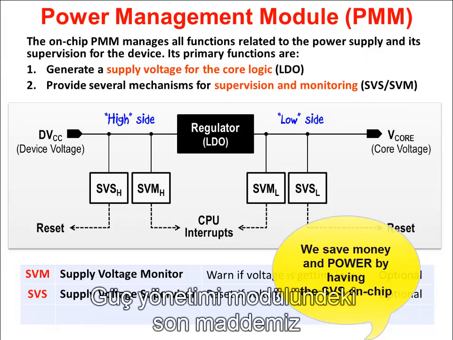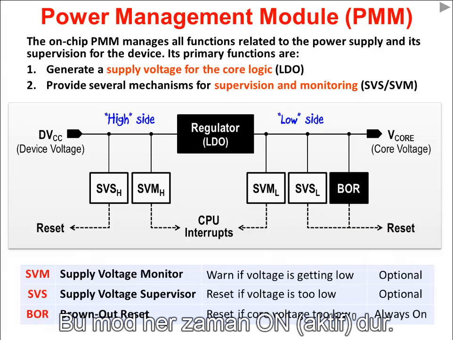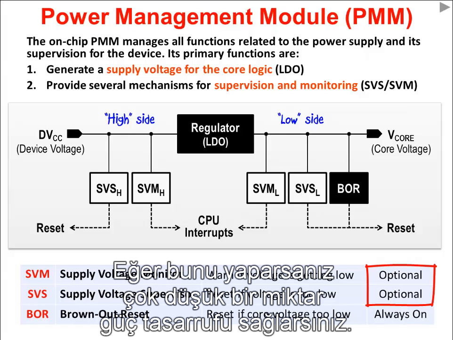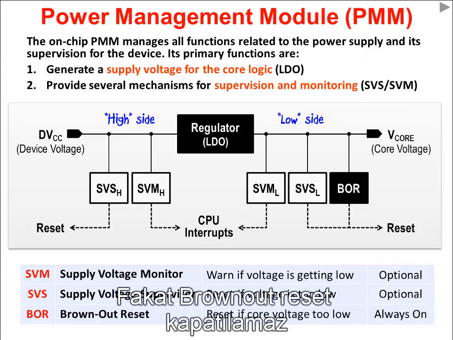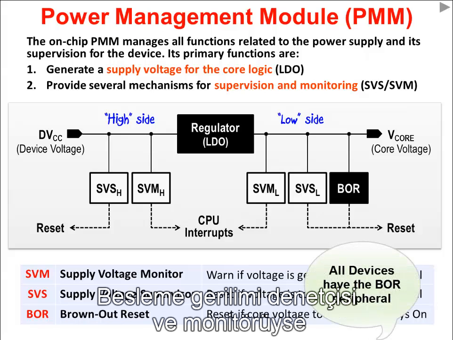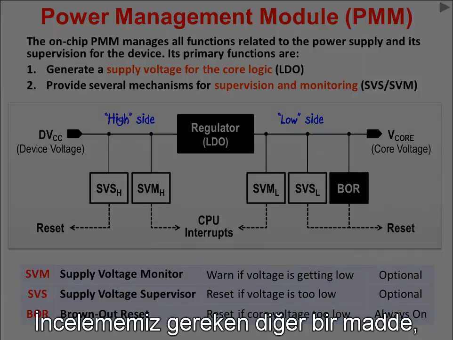The last item in this power management module would be something we've already looked at, and that's the brownout reset. It's always on. The supply voltage supervisors and monitors can be turned off. Save just a little bit of power if we do that, but the brownout reset cannot be turned off. And the brownout reset is found on all MSP430 devices, unlike the supply voltage supervisors and monitors, which are only found on some of the devices.